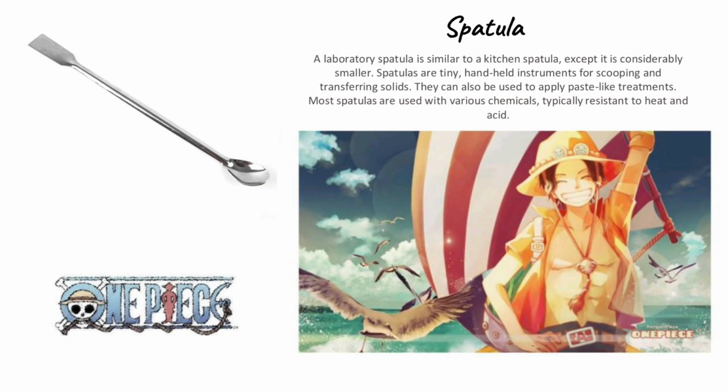A spatula. A laboratory spatula is similar to a kitchen spatula, except it is considerably smaller. Spatulas are tiny handheld instruments for scooping and transferring solids. They can also be used to apply paste-like treatments. Most spatulas are used with various chemicals, typically resistant to heat and acid.